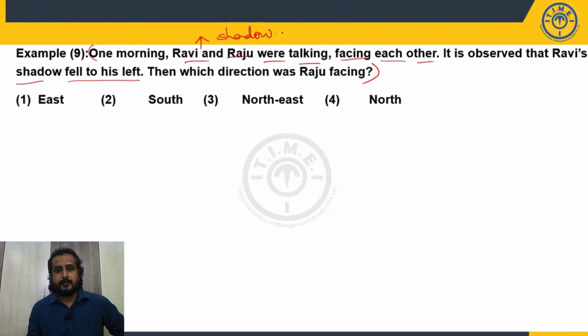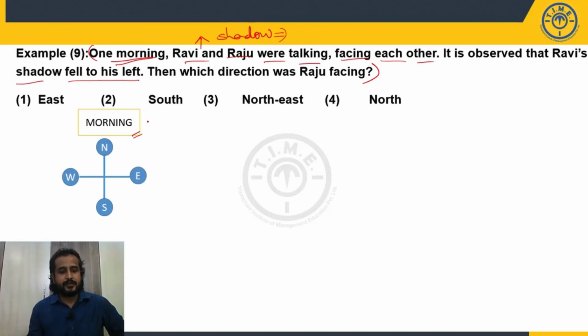Now let us understand the basic concept behind these shadow type questions. Generally two situations will be given. One is morning and one more is evening. So let us discuss the two possible situations. Morning. If it is morning, the sun will be towards east. So the shadow will be opposite to that, since the sun will move from east to west. So the sun will be east, shadow will be west when it is morning.